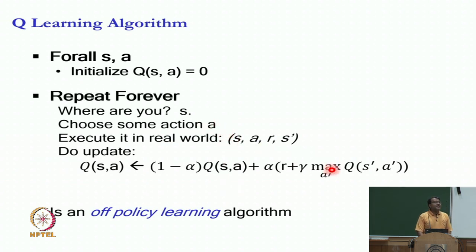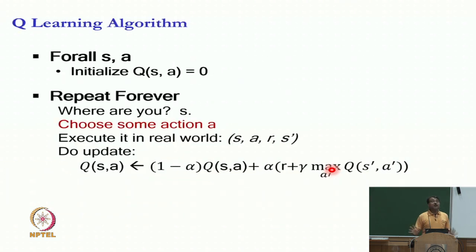Why is max not known? You are maintaining the values of Q, you are maintaining the Q table, so you can just do max over A prime of Q(S prime, A prime). What is not given to us? How to choose the action. See, this is the step which we have not described so far. How to choose? We don't know. Choose some action. Which action? This is what we are going to talk about first.